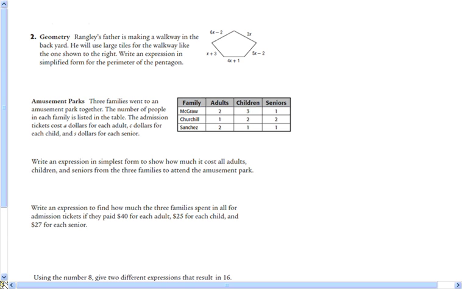Perimeter means add up all the sides, so we need to add all of these. And remember, we can combine like terms. So the like terms that we have here are 6x, 3x, 5x, 4x, and 1x. And if we combine all those, we get 6 plus 3 is 9, plus 5 is 14, plus 4 is 18, plus 1 is 19x.